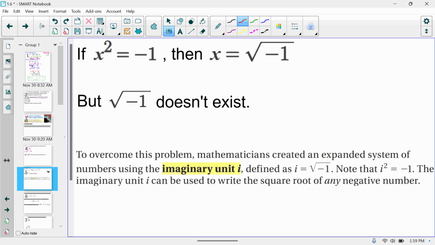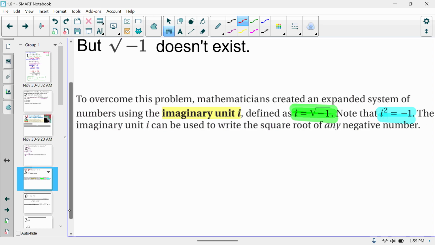So we're going to define imaginary numbers today. I want you to write this down in your notes. I is how we define the square root of -1. We're basically just giving the square root of -1 a letter to represent it, is essentially what it means.